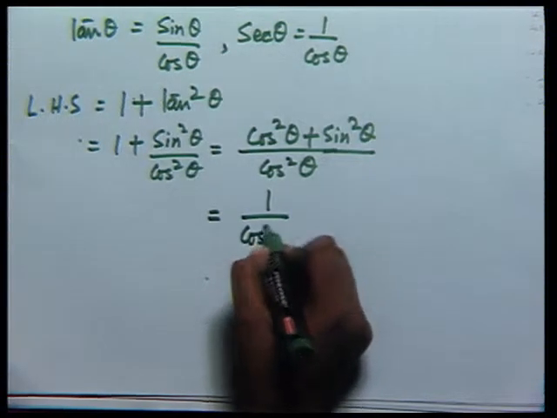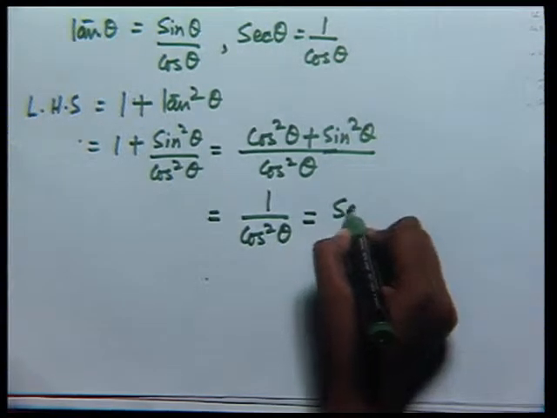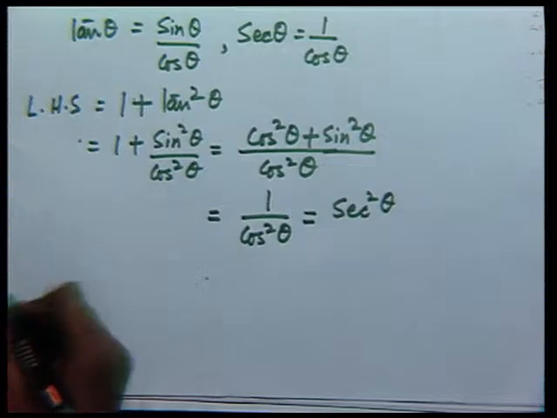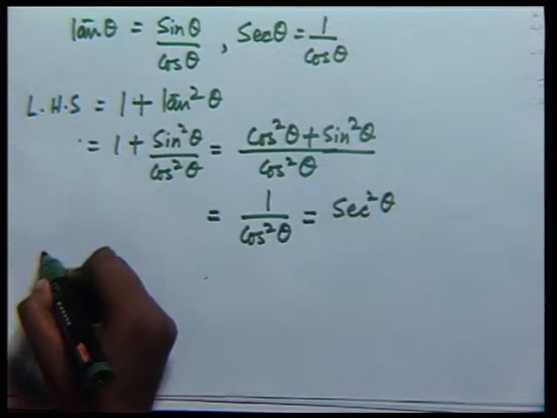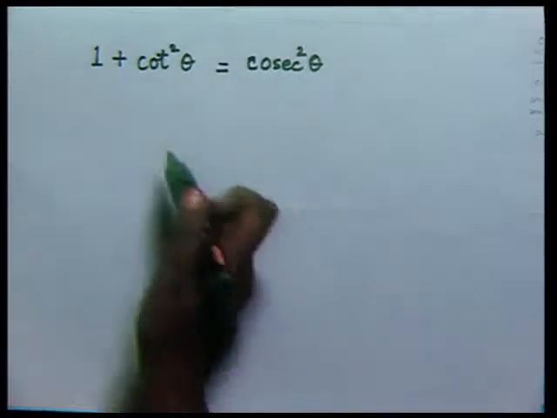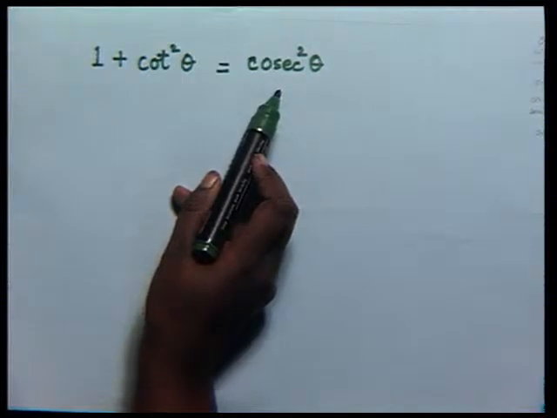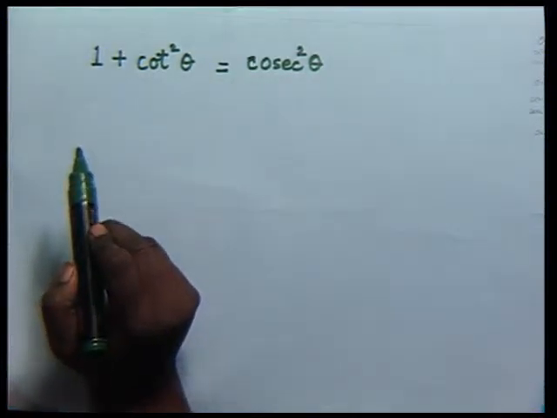So, this expression becomes 1 upon cos square theta, and we know that 1 upon cos square theta is nothing but sec square theta. So, thus we proved that 1 plus tan square theta is equal to sec square theta. This equation is satisfied for all values of theta, and therefore, it is an identity. Look at another equation. 1 plus cot square theta is equal to cosec square theta. Again, we would like to see whether it is an identity or not.